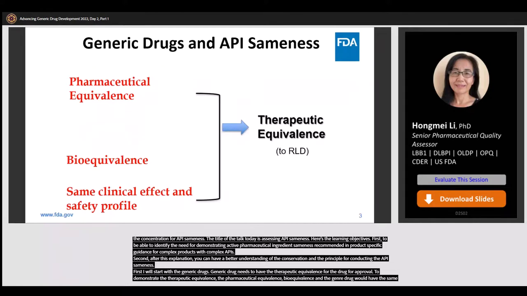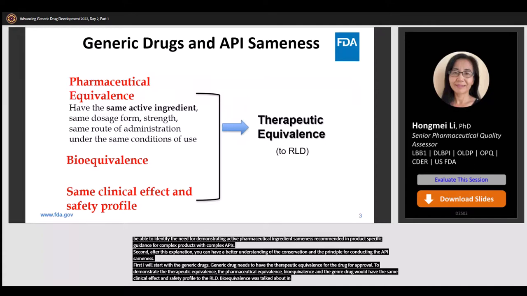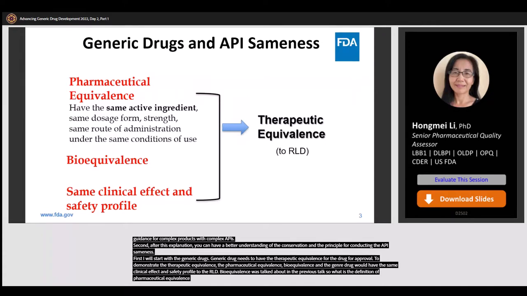The definition for bioequivalence was talked about in the previous talk. So what's the definition for pharmaceutical equivalence? Pharmaceutical equivalence means the generic drug has the same active ingredients, same dosage form, strength, and same route of administration under the same condition of use. So generally, API Sameness is required for generic drugs.